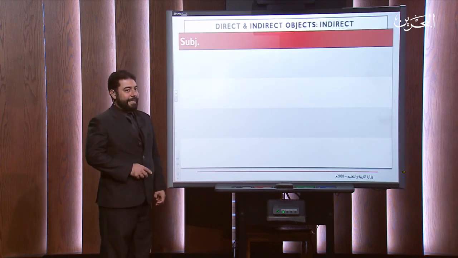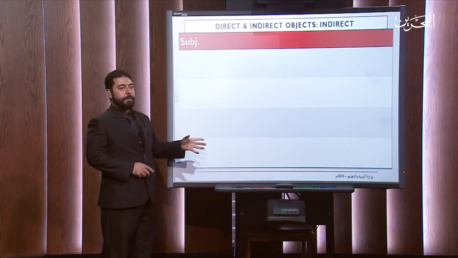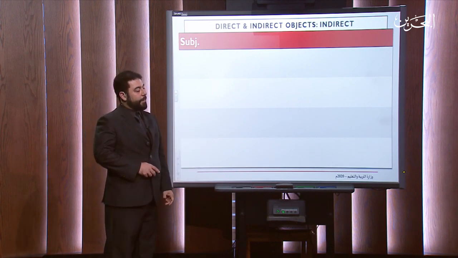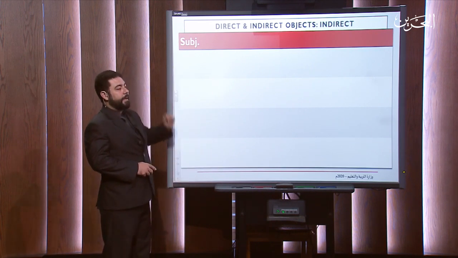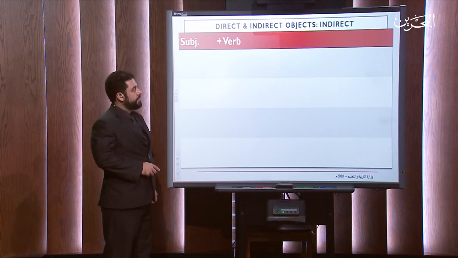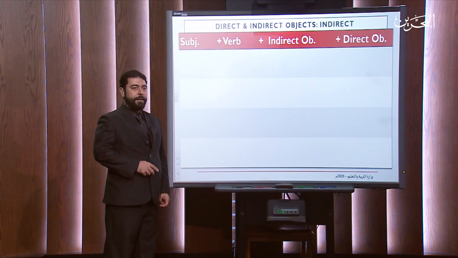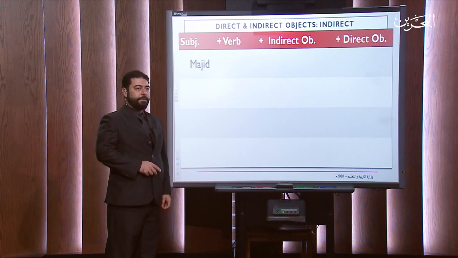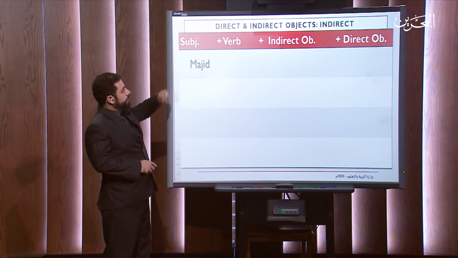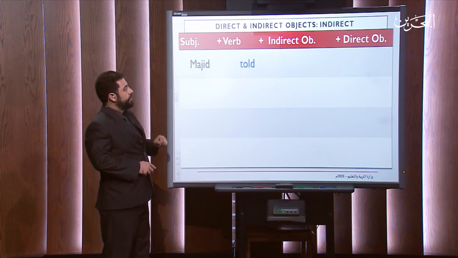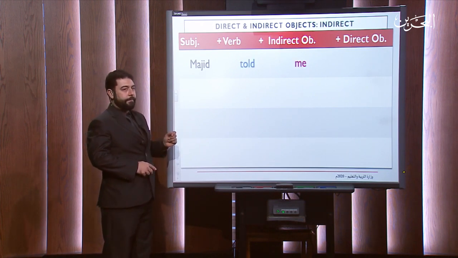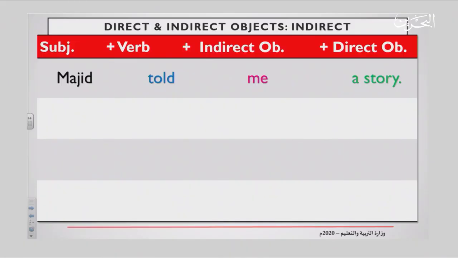All right, direct and indirect objects. This time I'm going to start with the indirect. So how to form the sentence? I start with the subject plus a verb plus an indirect object plus a direct object. Let me show you. Subject like Majid. Told, this is a verb. Me, indirect object. A story. So, Majid told me a story.